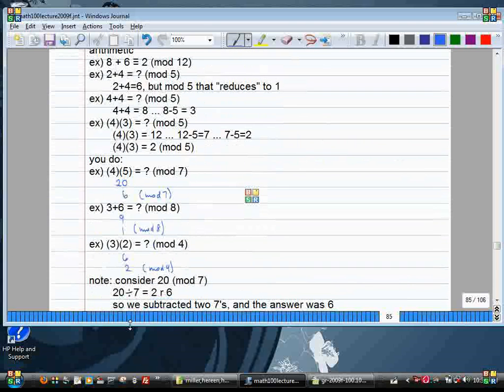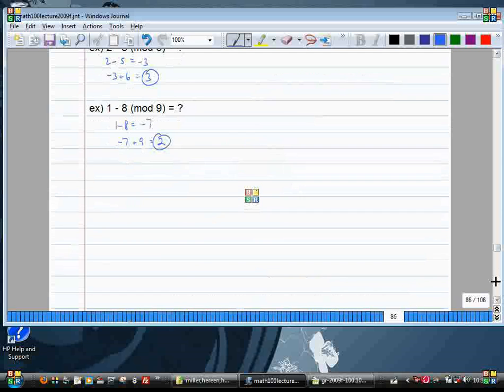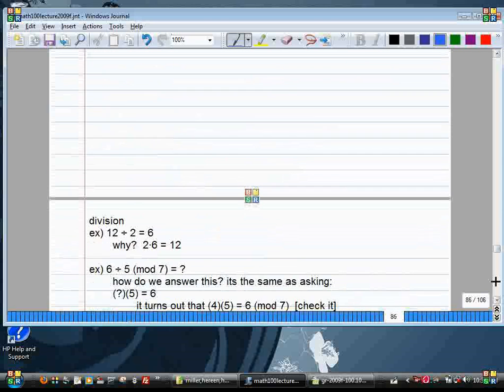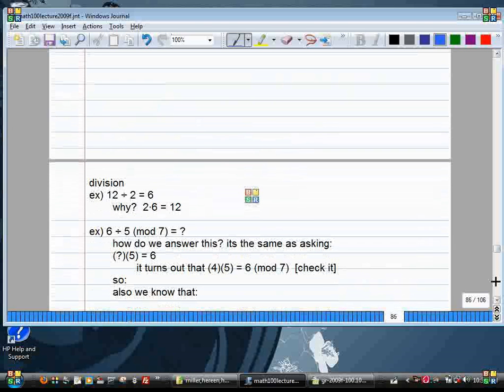Four times 5 equals what mod 7? You guys just did it. So 4 times 5 equals 6 mod 7. Yeah, I'm clever. I set it up like that. Okay. So knowing that 4 times 5 equals 6 mod 7, we can now say that 6 divided by 5 equals 4.